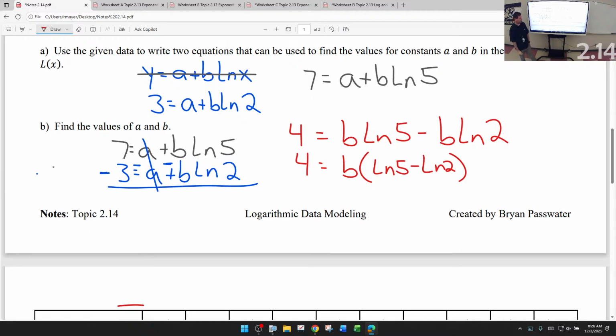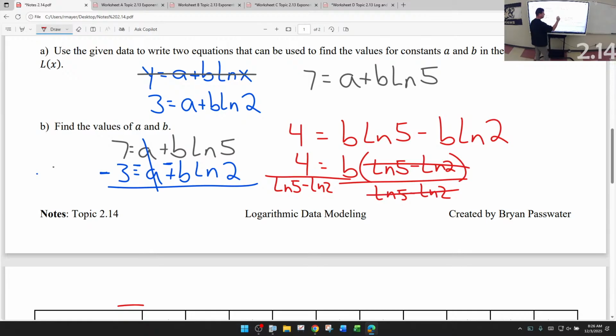And now to solve that for b, we're going to divide both sides by the natural log of 5 minus the natural log of 2. I apologize, I know my back is to 90% of you guys. Natural log of 5 minus the natural log of 2. Without a calculator, there's no way for me to find out what that is. If I got a calculator, I'm going to punch all that stuff up and figure out what it is. But if I got a calculator, I'm not doing it this way.